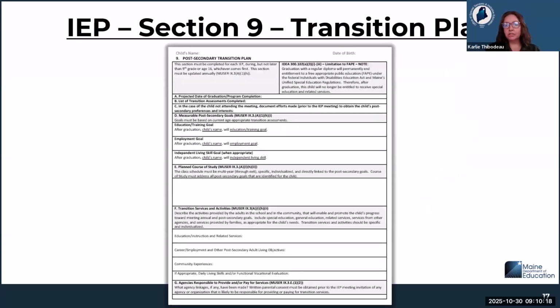So here is that section 9 of the IEP, just a snapshot of it. These are all the pieces that we'll talk about today, and some outside of this also.